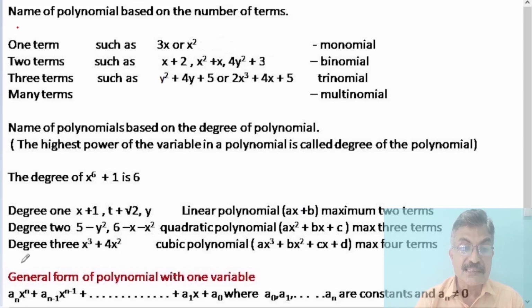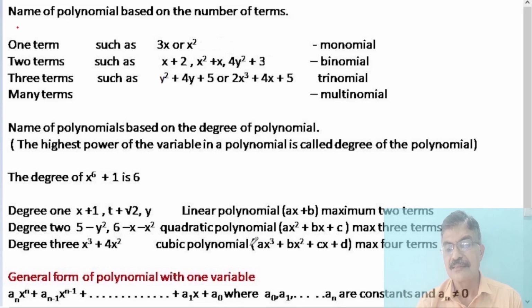Next, consider the polynomials 5 minus y square and 6 minus x square. Here 2 terms, here 3 terms. Based on the number of terms, this is a binomial, this is a trinomial. Now, here we concentrate only on degree. Here the degree of the polynomial is 2, and here the degree is also 2, that is, the highest power of the variable. If the degree is 2, then that type of polynomial is called a quadratic polynomial.